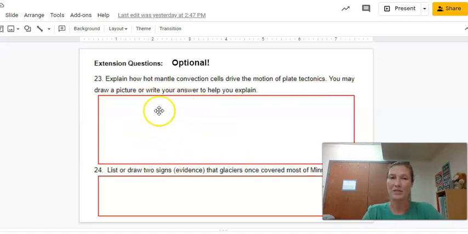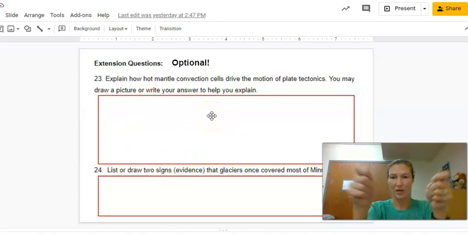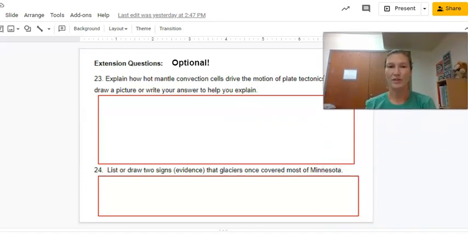So I left a pretty blank space here, so you can either type your answer in words, or if you want to draw a picture and upload it by taking a nice clear picture there, that works too. Now it says, list or draw 2 signs or evidence that glaciers once covered most of Minnesota. Same thing, you can either type your answer or take a picture.